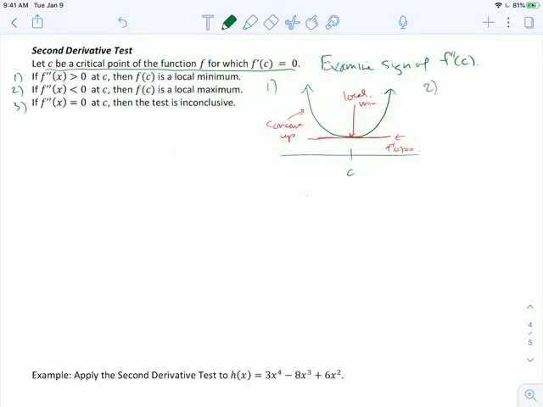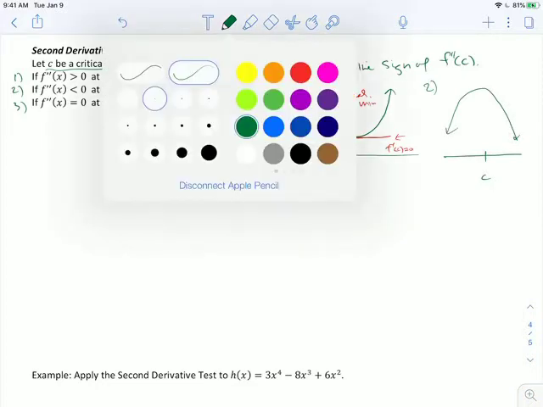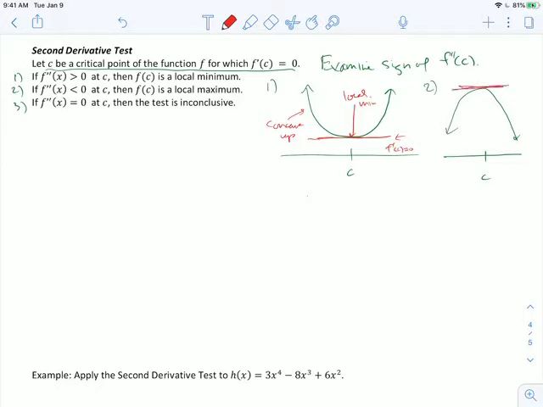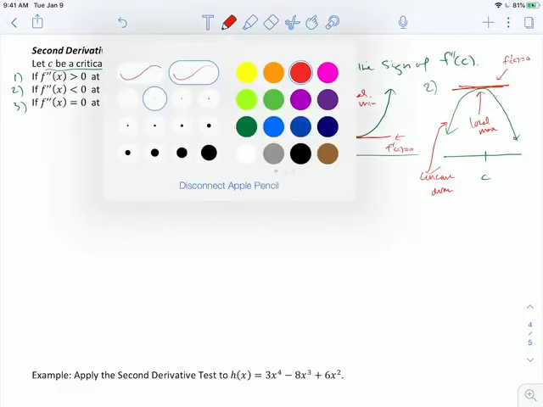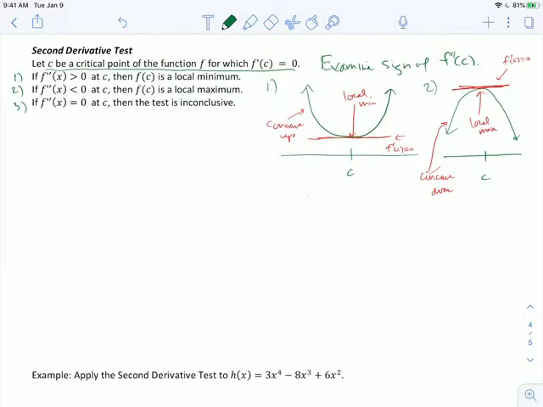Another possibility is if I'm concave down at c and I've got a 0 derivative. So I could have something like this, roughly speaking. I've got a horizontal tangent line here, so f prime of c is still 0. And I'm concave down in this case. And notice I've got a local max. So to see why what's going on in case 3 is indeed the case, that if the second derivative is 0 as well as the first derivative, I can't really tell whether it's a max or a min.